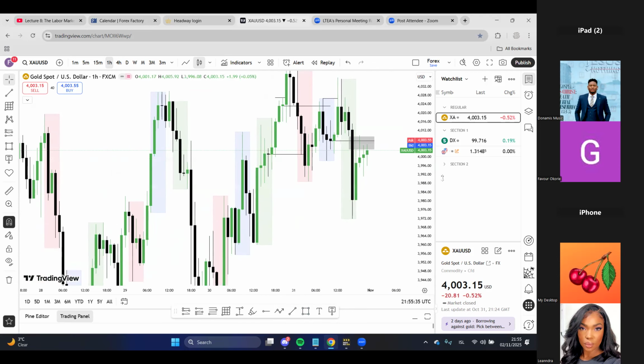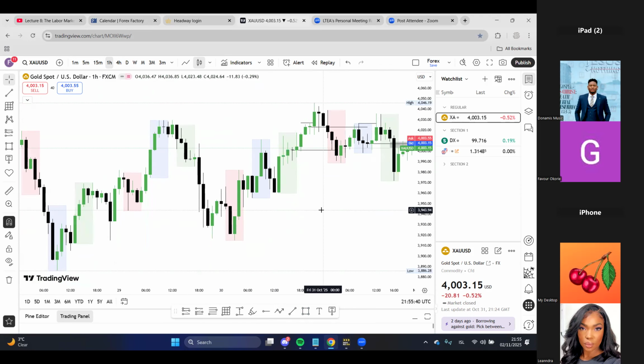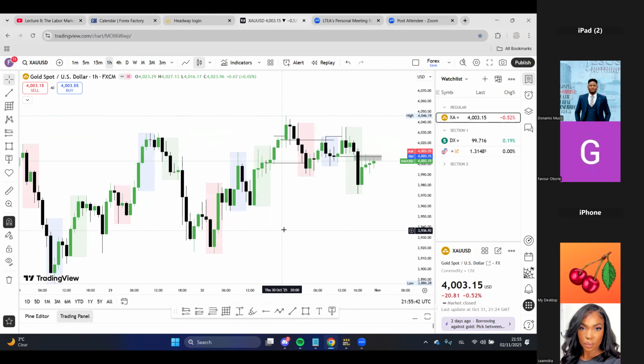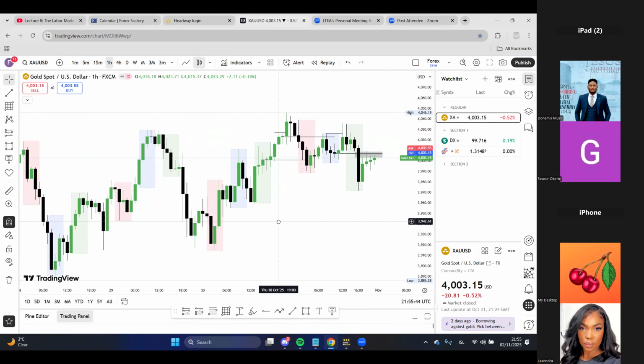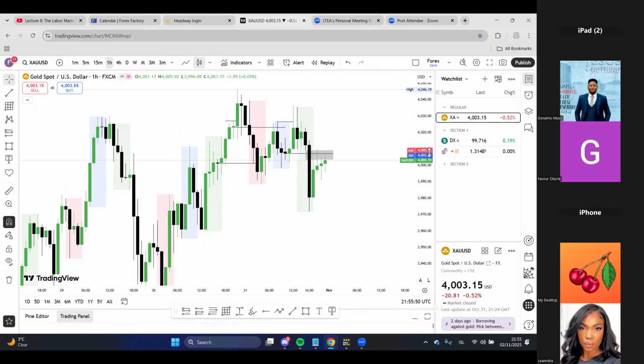If price is going to respect your structure, the last area that took out liquidity, price shouldn't disrespect that level. Price should not disrespect that level. That is what confirms a break of structure or just a liquidity grab.